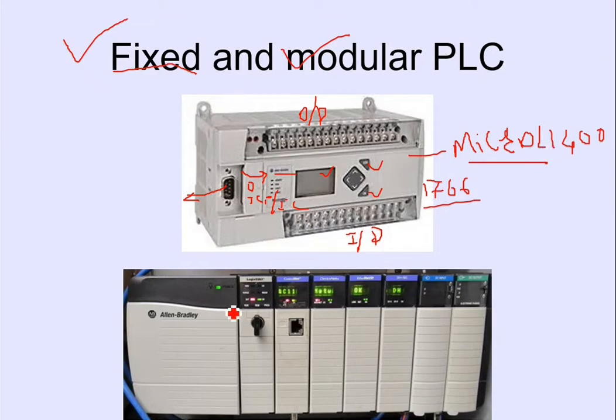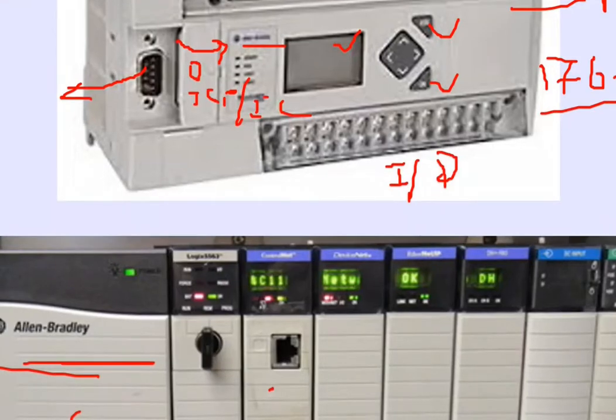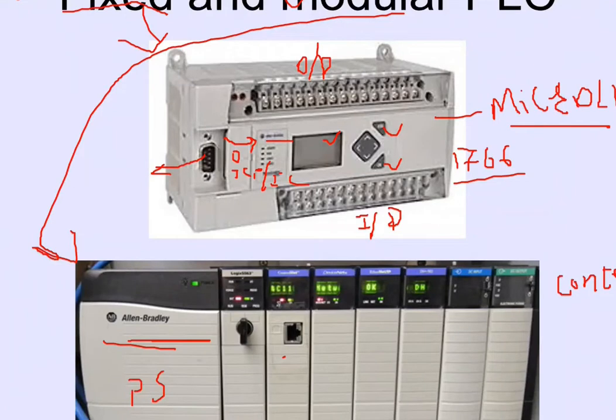MicroLogix 1400. Understand? This is a fixed PLC, and this is an example of a modular PLC. This is the ControlLogix PLC of Allen Bradley. You can see here, this is the power supply. This is the Ethernet card, a communication card. This is one special card available.